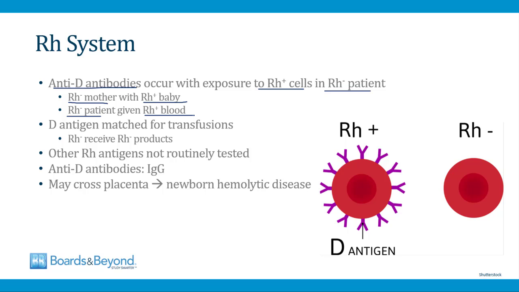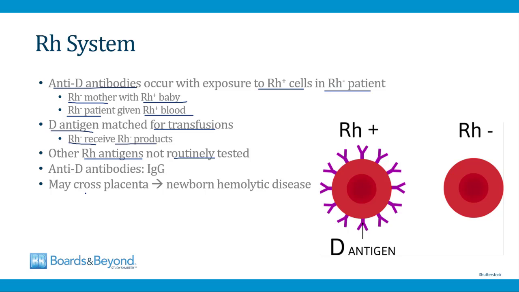So to avoid the production of anti-D antibodies, the D antigen is always matched for transfusion of blood products. Rh negative patients receive Rh negative products. Besides the D antigen, the other Rh antigens are not routinely tested unless there's a special reason to do so.